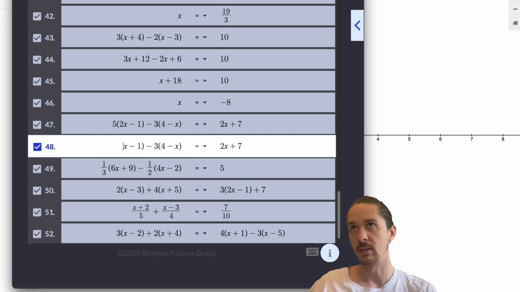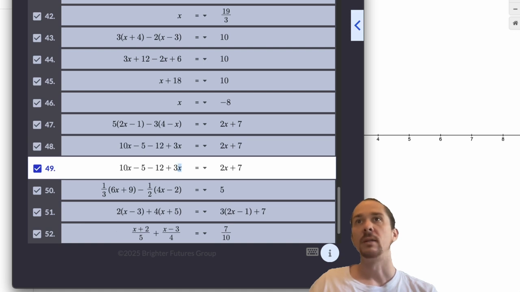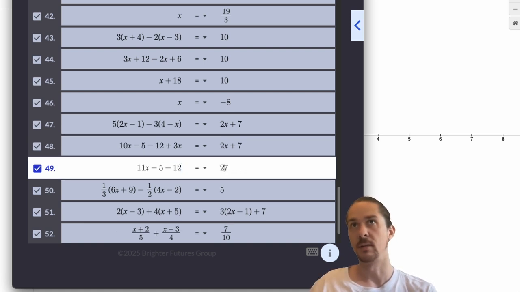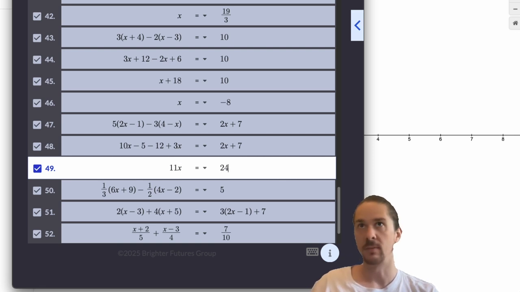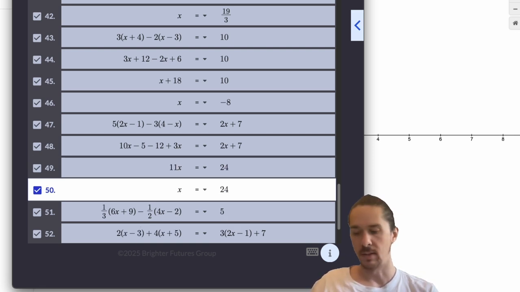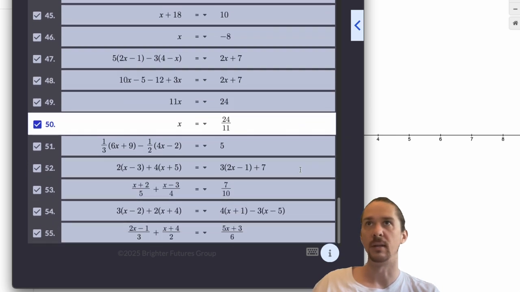So this is going to be 10x minus 5. And then this is going to be minus 12 plus 3x. Now, collecting our like terms, we have 13x here, and I'm going to subtract 2x from both sides. And then here we have minus 17. And if I add that to both sides, this will become 24. And now I'm going to divide by 11. And again, I'll leave my answer as an improper fraction, like that.